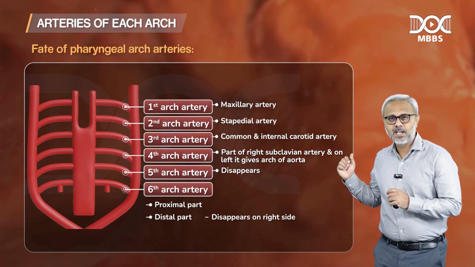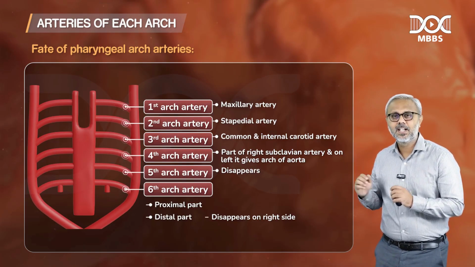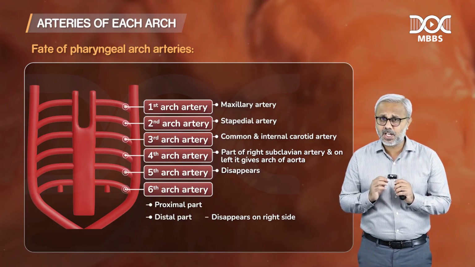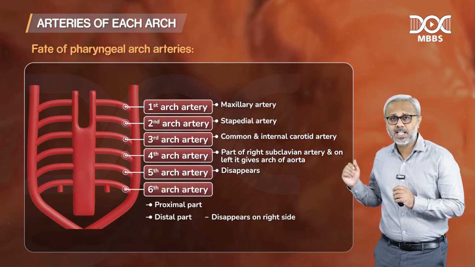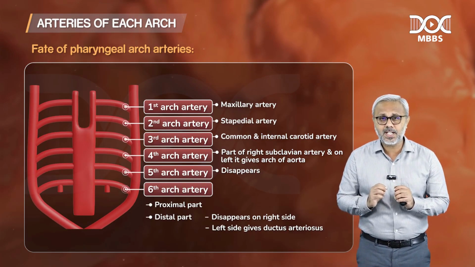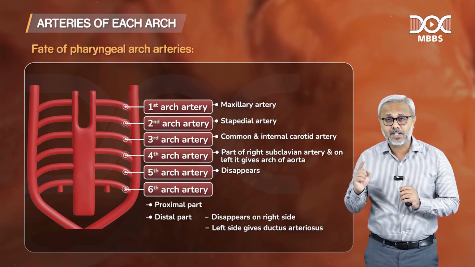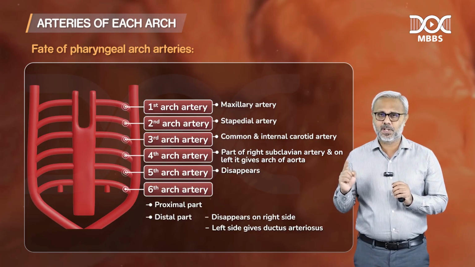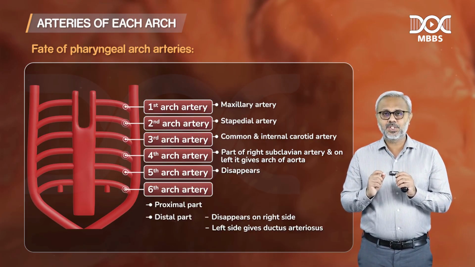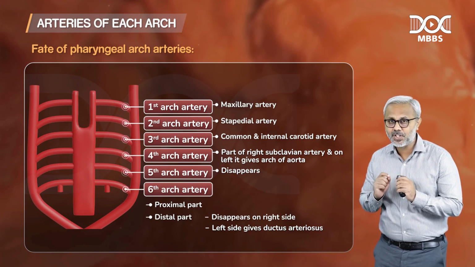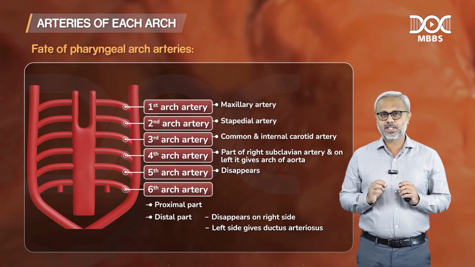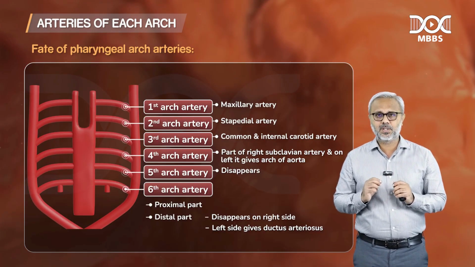Whereas, let's see about the left side sixth pharyngeal arch artery. The left sided sixth pharyngeal arch artery on the distal side gives rise to the ductus arteriosus, which connects the left pulmonary trunk with arch of aorta. Because of this, the left recurrent laryngeal nerve will hook around which artery? The ductus arteriosus, which in adults is represented by ligamentum arteriosum.